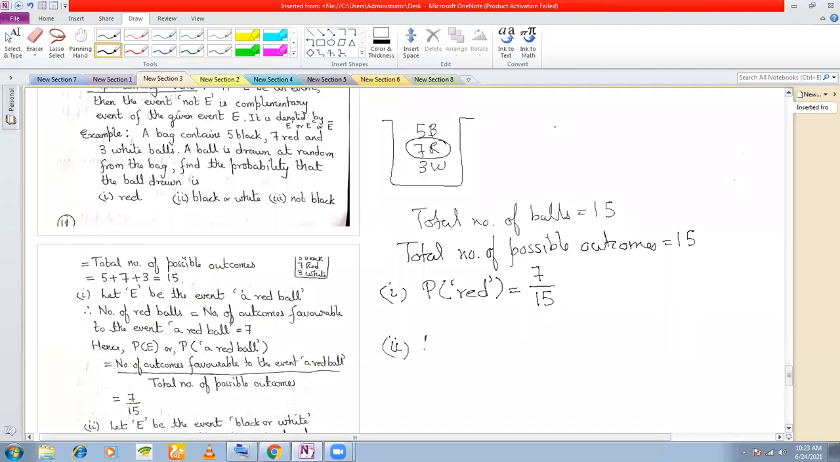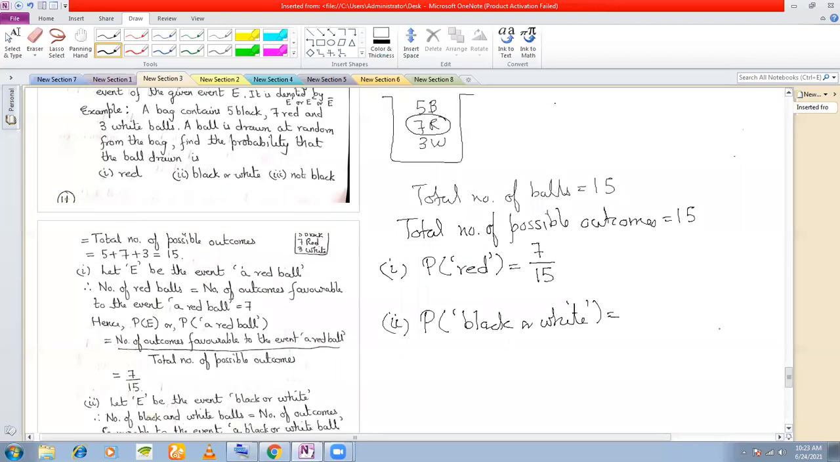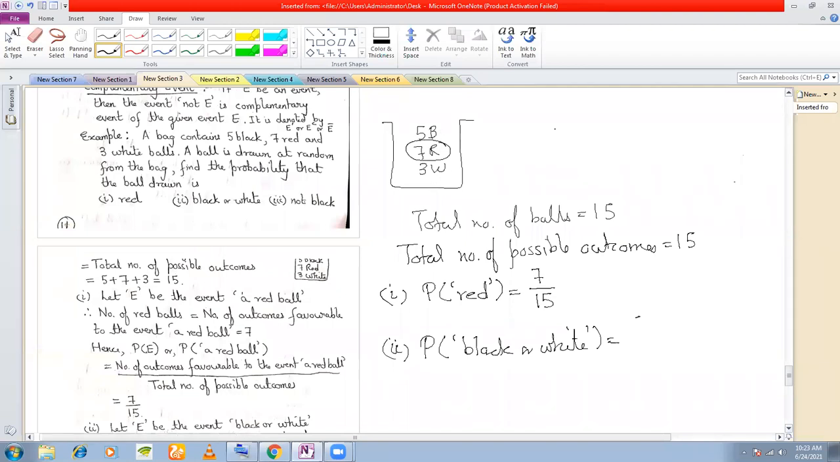Next, the probability of a black or white ball. How many black balls? There are 5 black balls. And how many white balls? There are 3 white balls. The total number of balls is 15. So this is 8 by 15.